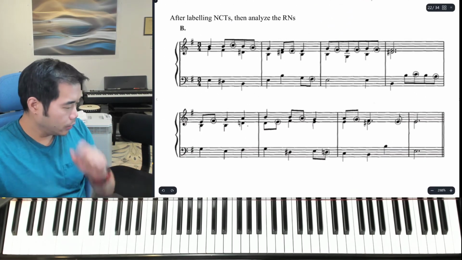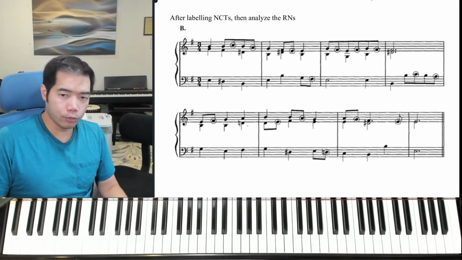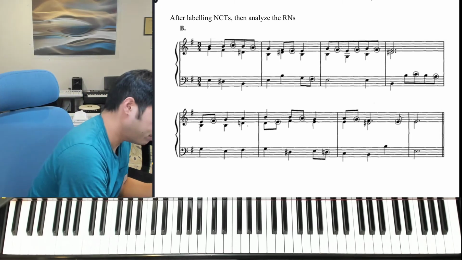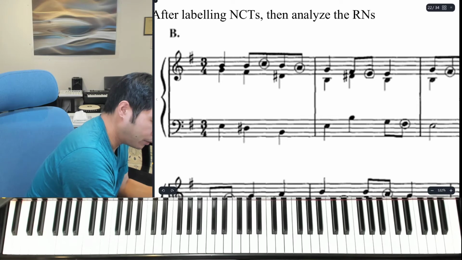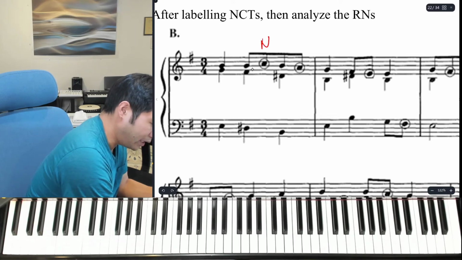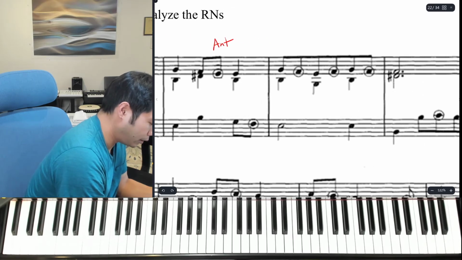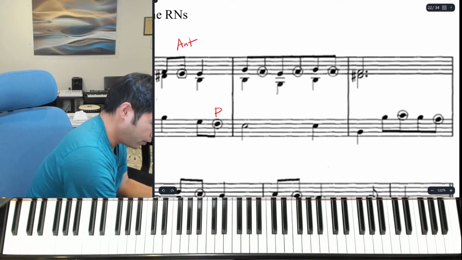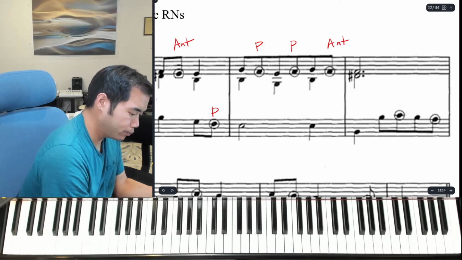All right. Let's do one more here. We're going to label the non-chord tones, then we're going to analyze the Roman numerals here. Okay. Let's fly through this. So you can see these are going to be really, really easy to do. Non-chord tone here. This is a neighbor tone, passing tone, right? Anticipation. Okay, you can see how that works there. Passing tone, passing tone, passing tone, anticipation, because the F sharp precedes the F sharp.